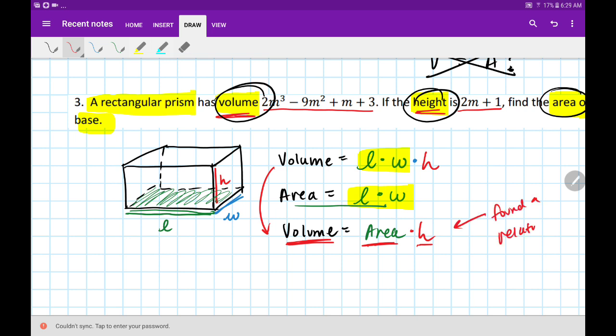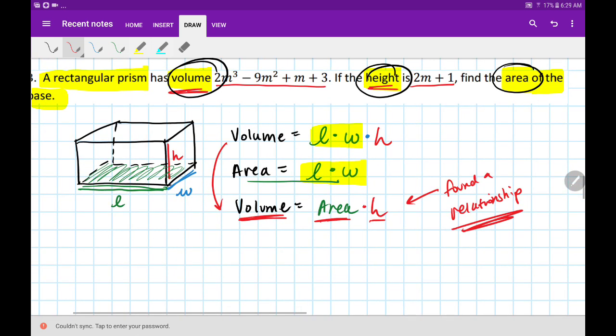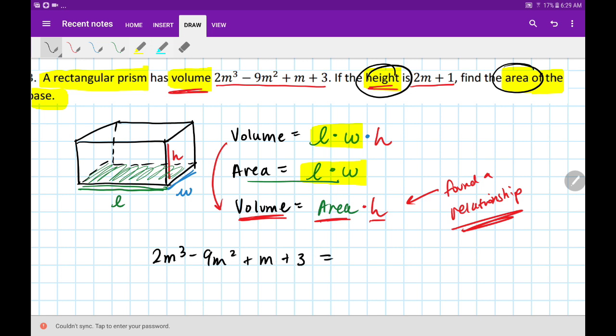So we just found a relationship. Once I've established the relationship between the variables in my question, it's time to substitute. We know what the volume is. They gave that information to us. It's 2m cubed minus 9m squared plus m plus 3. So I've substituted there, and I know what the height is. Area is still what I've got to find. It says find the area, so I can't plug in for area. That's what I need to find. But I know that my height is 2m plus 1.